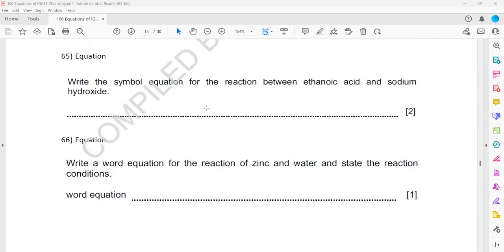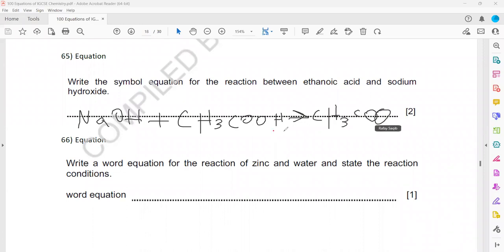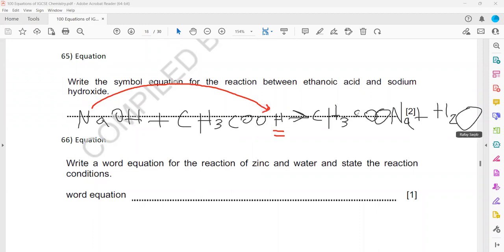Write a symbolic equation for the reaction between ethanoic acid and sodium hydroxide. So sodium hydroxide is NaOH, ethanoic acid is CH3COOH. The simple rule to write these equations for a carboxylic acid is just to replace the hydrogen with a metal. Like sodium will take the position of hydrogen, so it will form sodium ethanoate plus water, because the acid is reacting with a metal hydroxide, so it will form salt and water.